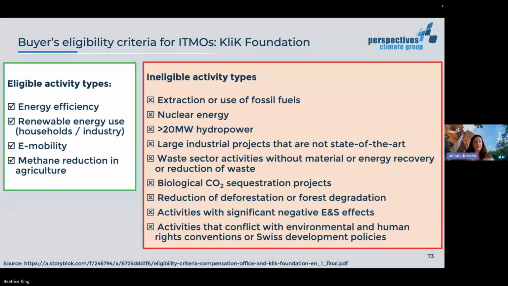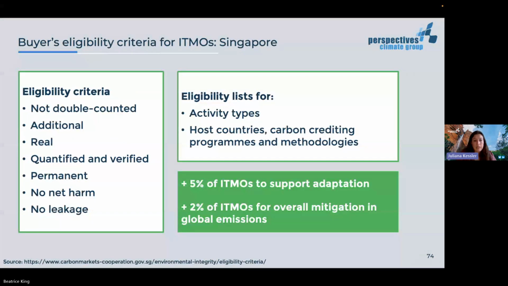Thanks. On the next 2 slides, I would have gone into some buyer eligibility criteria, like, for example, Clean Foundation. I'm not going to run through those in detail because time is running and we really want to take up some of your questions. But please take a look at these in detail when this presentation is shared. On the next slide, for example, we have Singapore's criteria that one would need to take into account. Interesting here is that Singapore is asking for a 5% fee of ITMOs to support adaptation and 2% for overall mitigation and global emissions. So here, basically, reflecting 6.4 requirements.